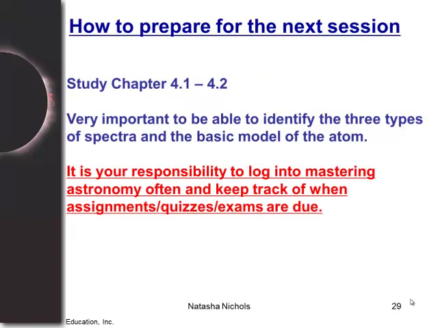We just finished talking about chapter 4.1 and 4.2. It is very important for you to be able to identify the three types of spectra, continuous, absorption, and emission, and understand how that is related to the basic model of the atom.